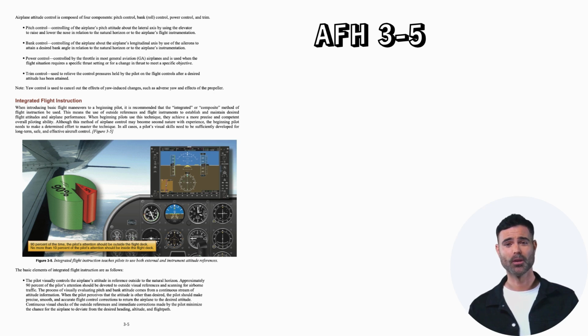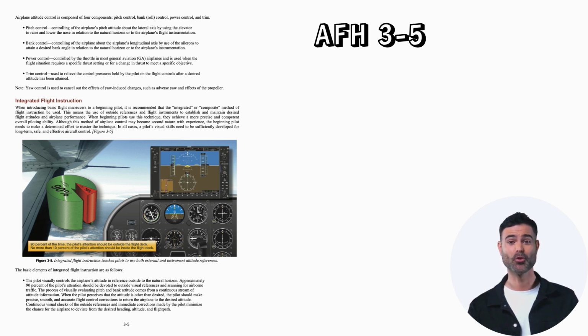Pitch control: controlling of the airplane's pitch attitude about the lateral axis by using the elevator to raise and lower the nose in relation to the natural horizon or to the airplane's flight instrumentation. Bank control: controlling of the airplane about the airplane's longitudinal axis by use of the ailerons to attain a desired bank angle in relation to the natural horizon or to the airplane's instrumentation.